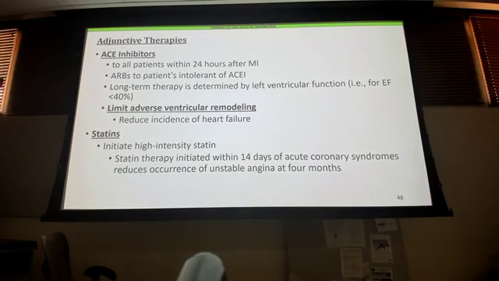ACE inhibitors. So they're great at reducing afterload, which is great because it takes some of that stress off of the heart, right? But the reason we use it in an ACS patient is, again, like beta blockers, it limits that adverse remodeling, which then means it has a mortality benefit. Okay.